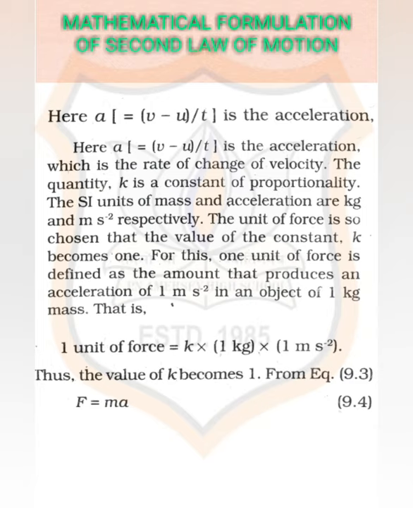So have you noticed that while catching a fast moving cricket ball, a fielder in the ground gradually pulls his hands backward with the moving ball? In doing so, the fielder increases the time during which the high velocity of the moving ball decreases to zero, and the ball can be easily caught. Thus, the acceleration of the ball is decreased, and therefore the impact of catching the fast moving ball is also reduced.